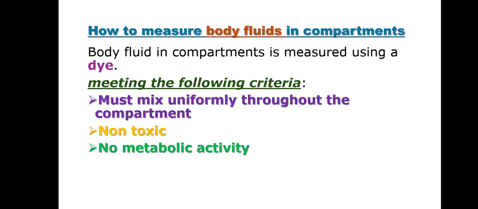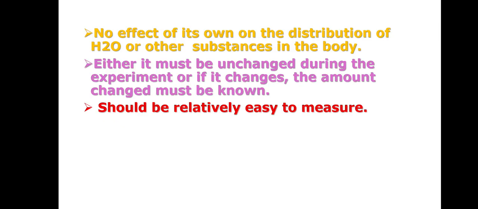Three, it should have no metabolic activity. By metabolic we mean it should not take part in any activity, the catabolism or anabolism that is happening in the body, because in that way it's going to be used up and we are going to get wrong readings. Four, it should have no effect of its own on the distribution of water. It should do nothing actually.